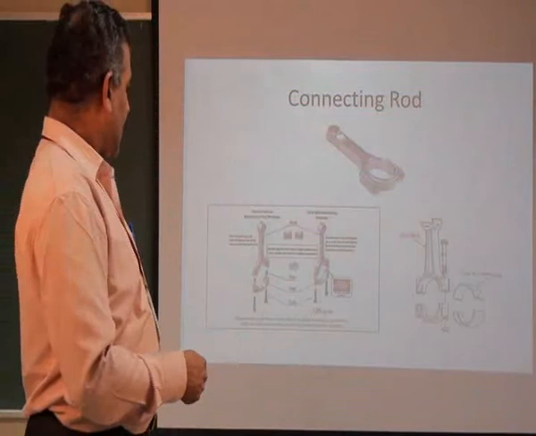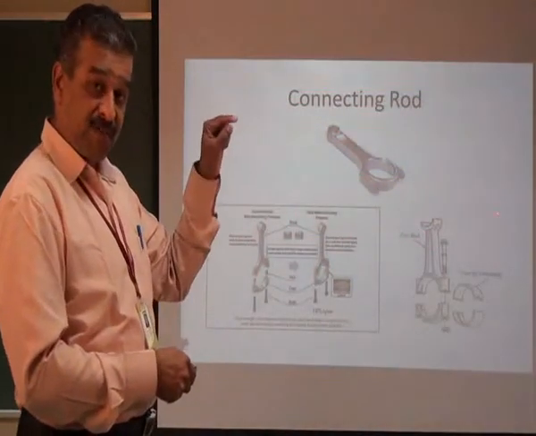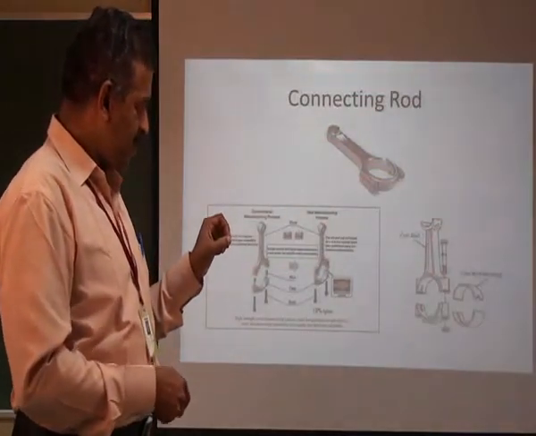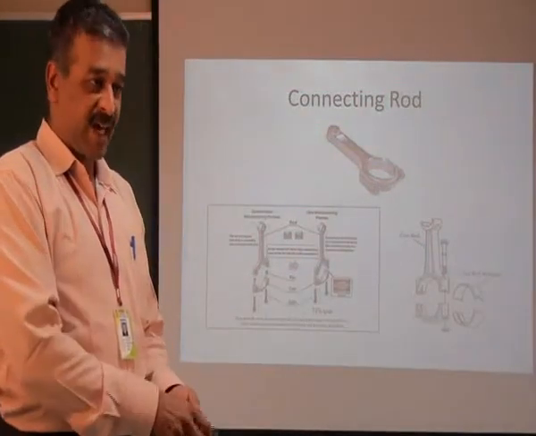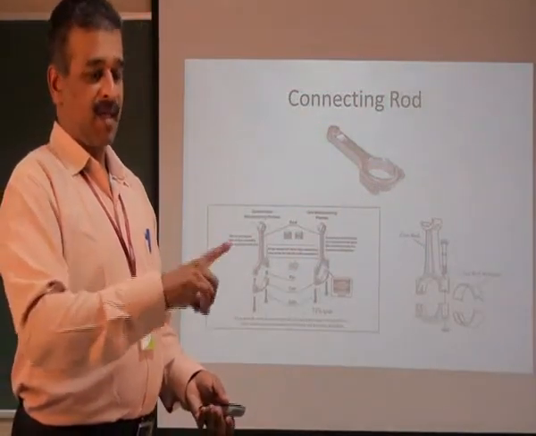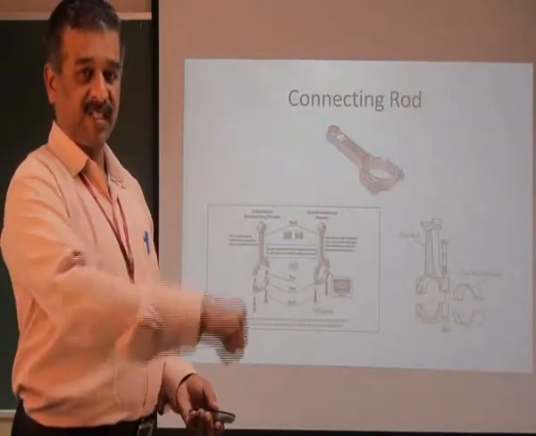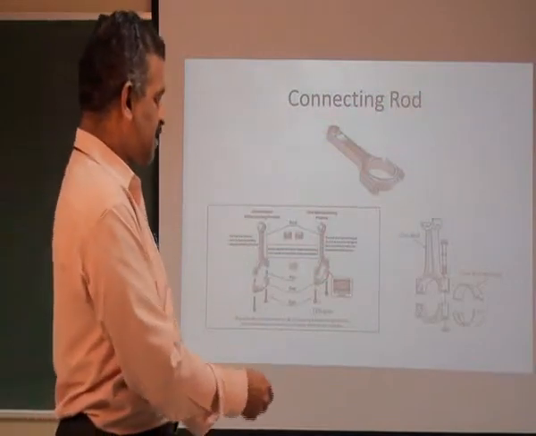You can see here how it is. This is the small end of the connecting rod, which is connected to the bottom portion of the piston, and this is the connecting rod. This is the big end of the connecting rod, which is connected to the crankshaft. Crankshaft will have an offset axis, which is connected like a bicycle. It is moving like this. That is possible only this way. You can see this diagram.